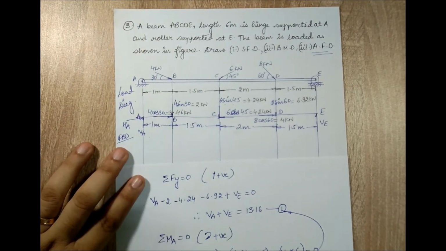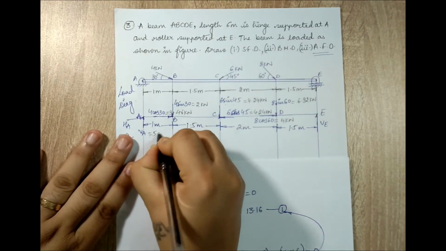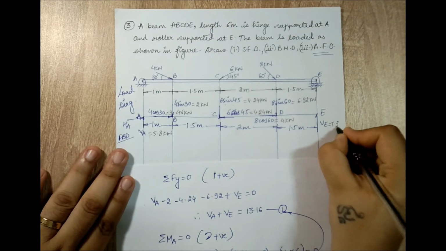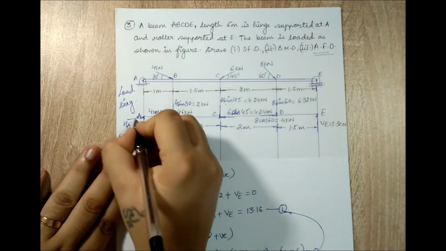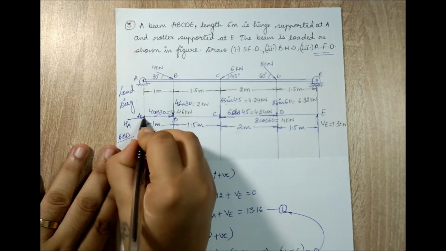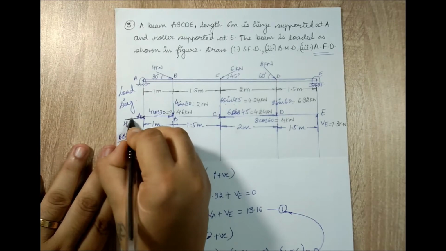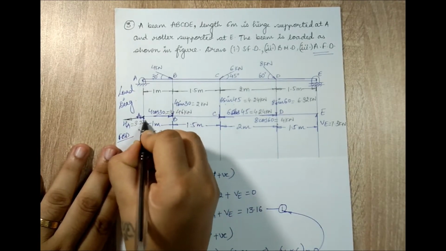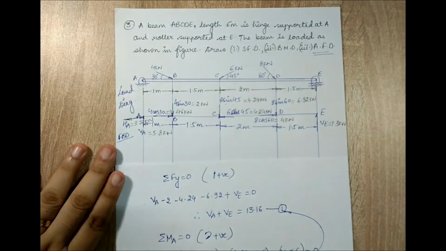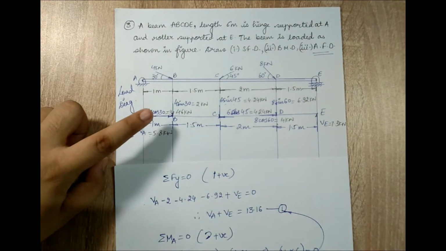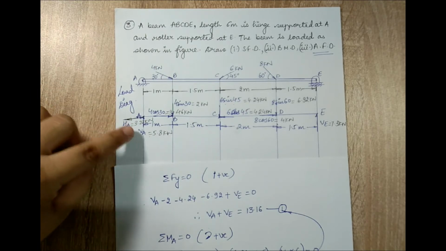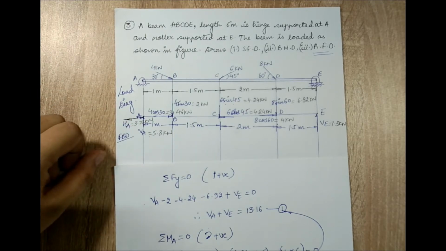So I'll just enter the values here. VA is 5.8 kilonewton. VE is 7.3 kilonewton. HA, the direction needs to be changed. So here I'll change the direction and I'll write the value is 3.22 kilonewton. If you want, you can leave it to rightward direction and leave it as negative, but I will change the direction and I'll write this 3.22 kilonewton.